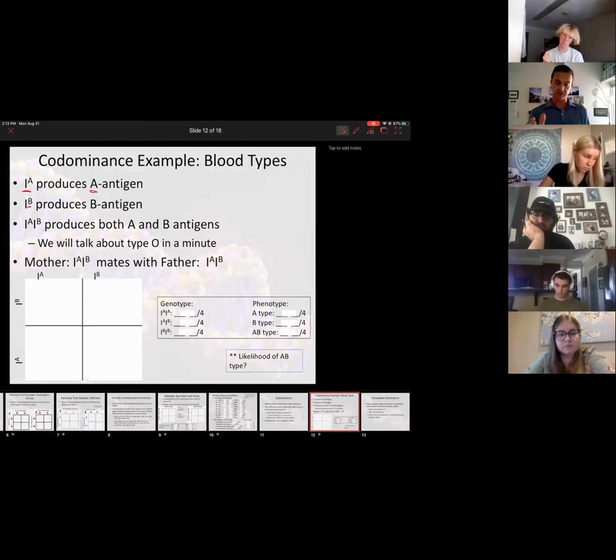They don't create something different when they're together or when they're with another one like it. They both show up. So if somebody has this genotype, the I's with an A and a B, they're going to have both A and B antigens, which would produce type AB blood. We'll talk about O in a second. So if we have a mother with AB blood mates with a father with AB blood, that's this example here.